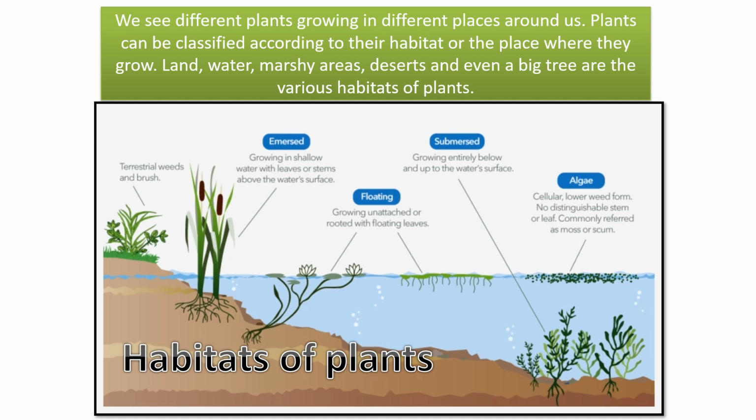We see different plants growing in different places around us. Plants can be classified according to their habitat or the place where they grow. Land, water, marshy areas, deserts, and even a big tree are the various habitats of plants. As you can see in this picture, some plants grow underwater but are attached to the ground, and some plants just float, or even float while their roots are anchored in the soil, whereas some plants grow on the land.